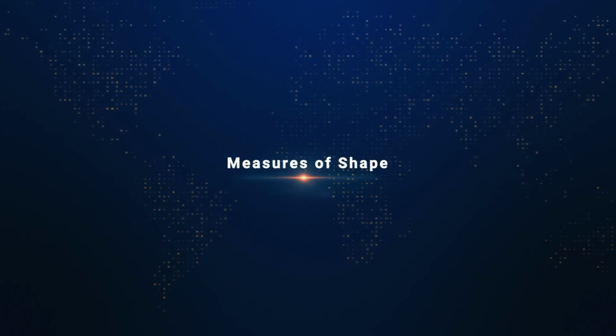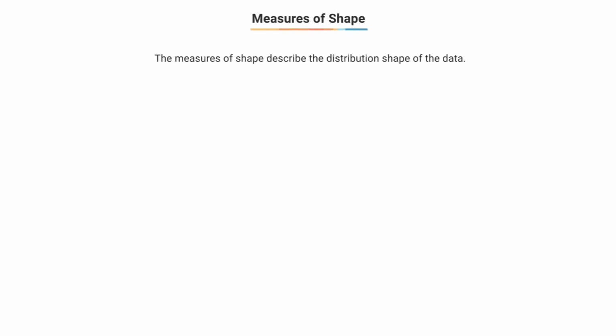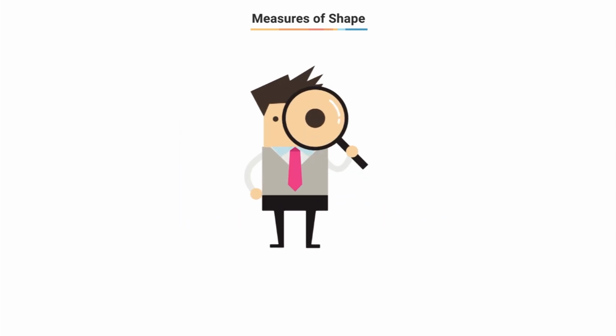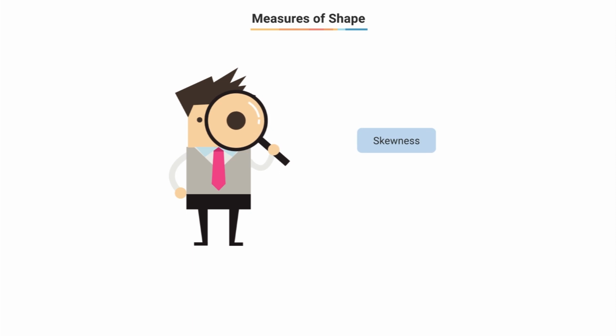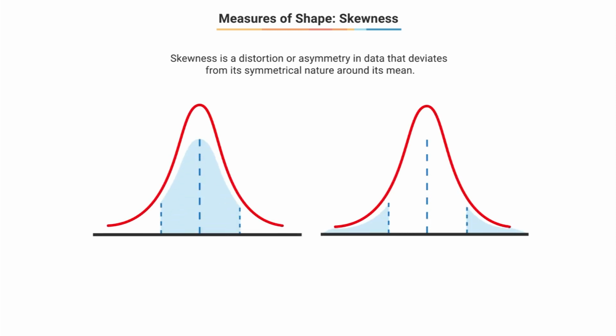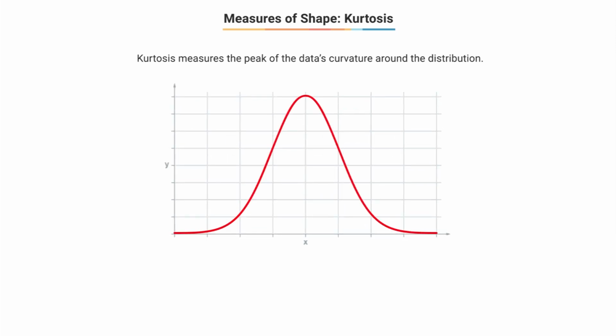In this video, we'll discuss measures of shape. The measures of shape are tools that can be used to describe the shape of a distribution of data. We'll examine two measures of shape, that is skewness and kurtosis. Skewness refers to a distortion or asymmetry that deviates from the symmetrical nature of data around its mean, while kurtosis measures the peakedness of the curvature of data around the distribution.